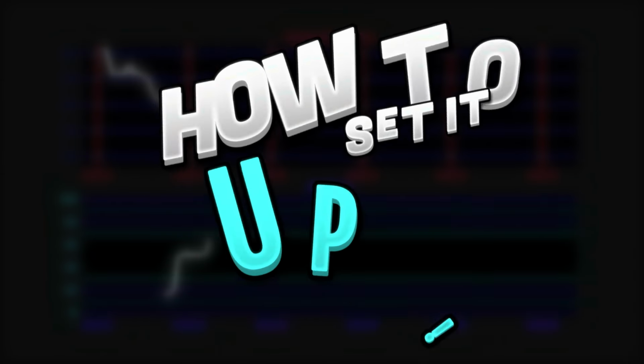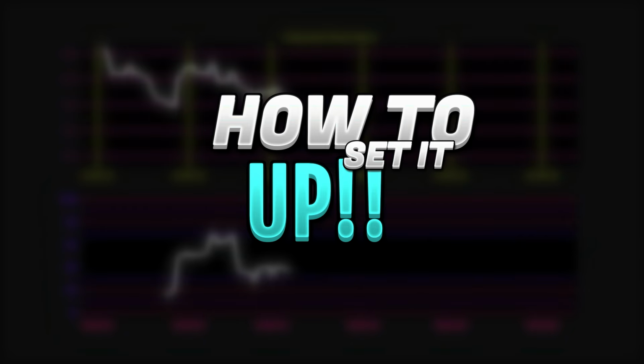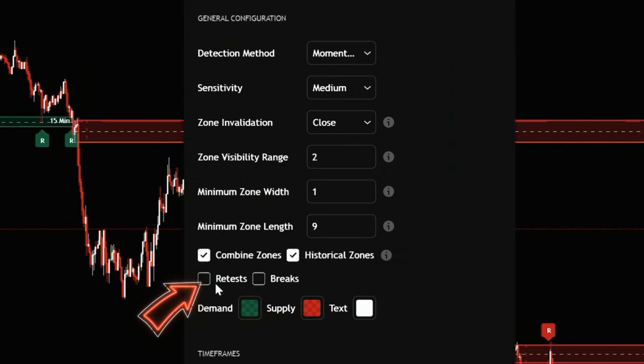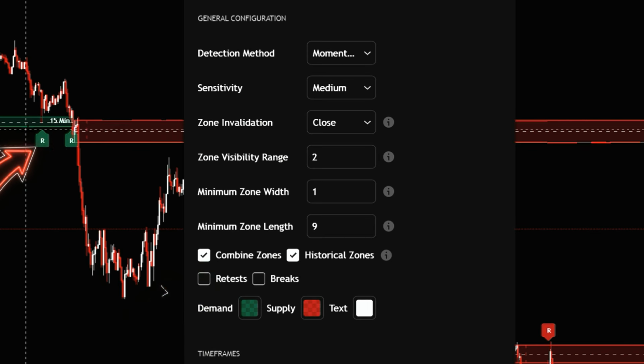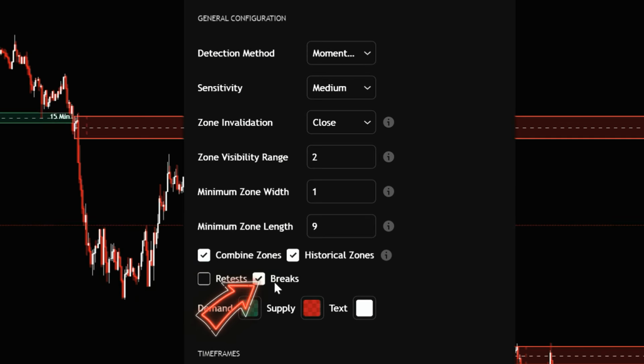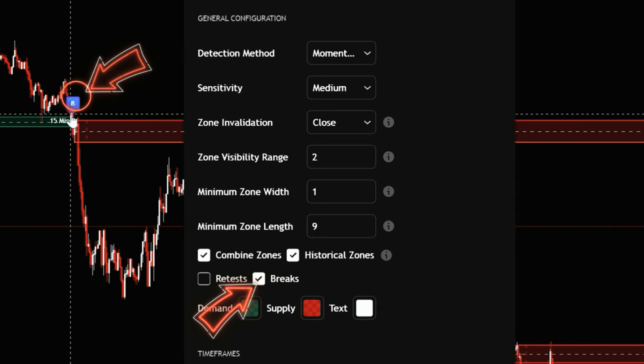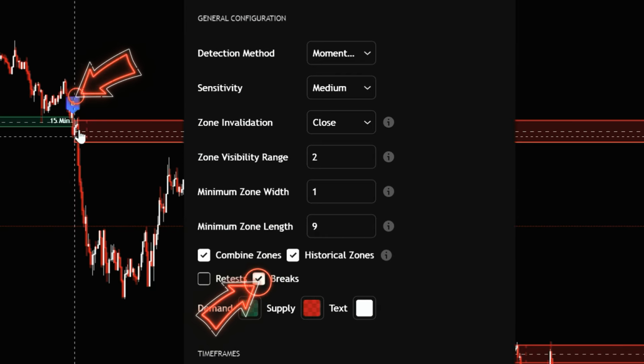And here's a quick tip on how I set this up. I just go into the settings here, turn off the retest signals, and turn on the break signals instead. That's it. Now instead of an R on the chart, we get a B when the price moves cleanly through a zone.